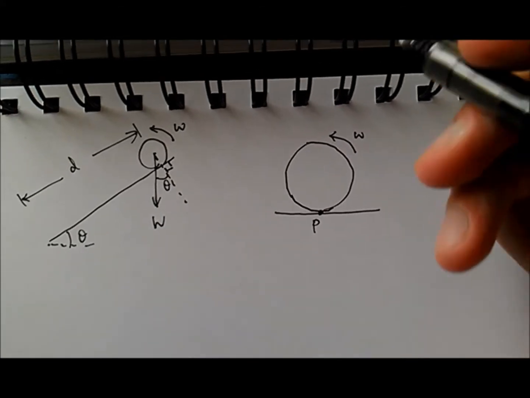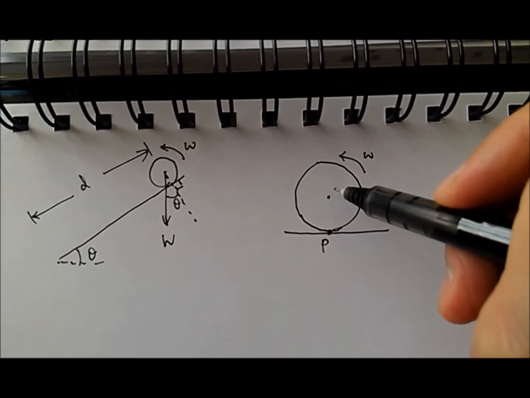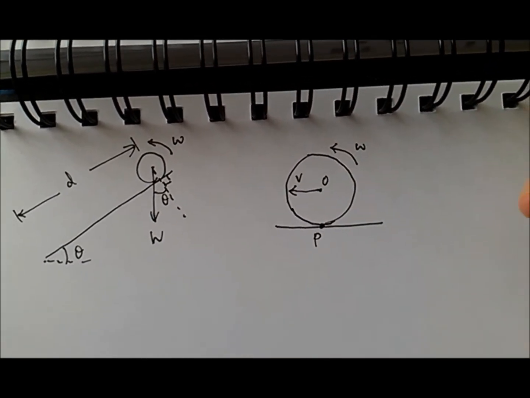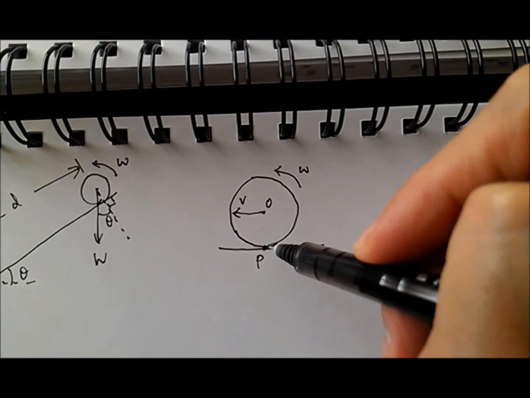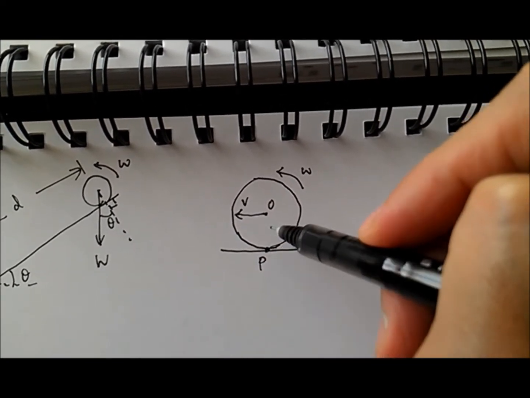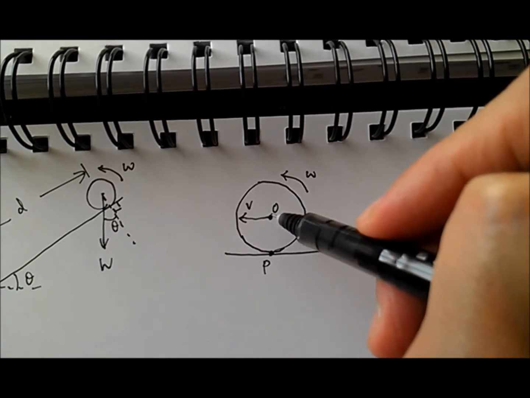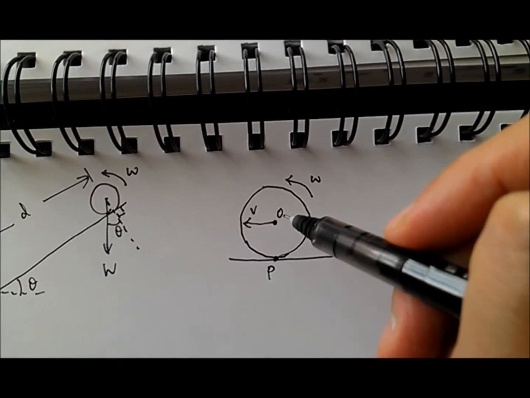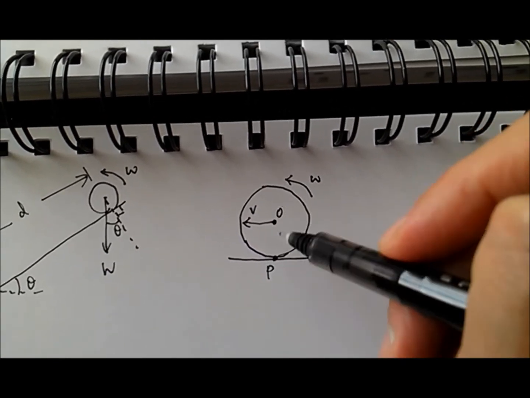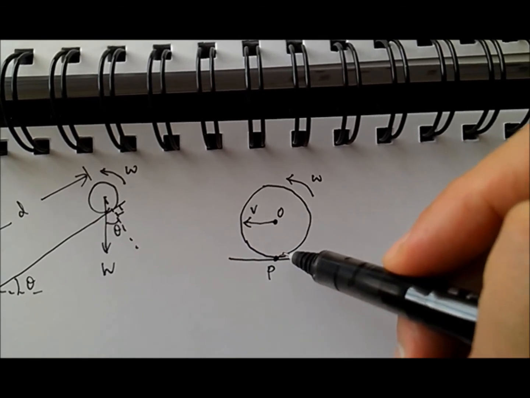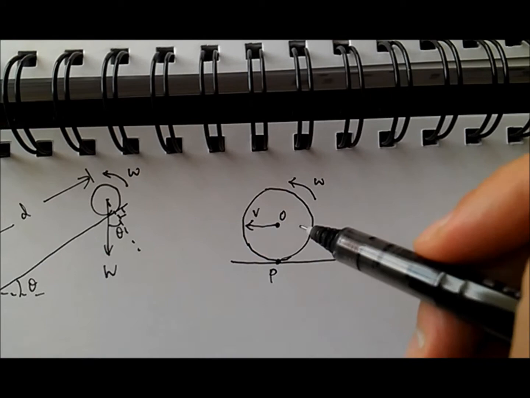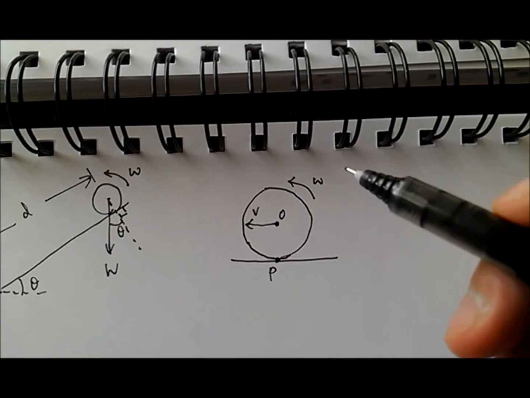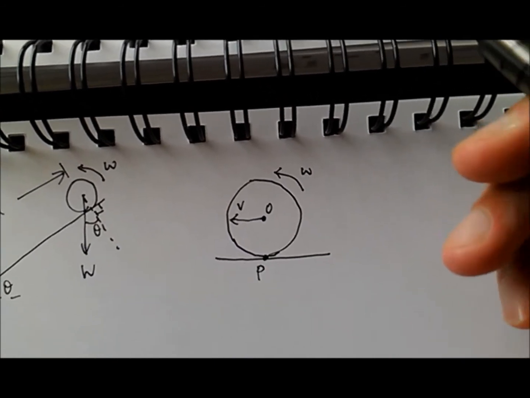Now let us assume that the ball's center of mass, O, is moving with a certain speed, V. From P's point of view, point O is moving to the left with speed V. However, if you were to position yourself at O and look at P, from your point of view, point P will be moving to the right with speed V, right? So they have the same speed from their own point of view.